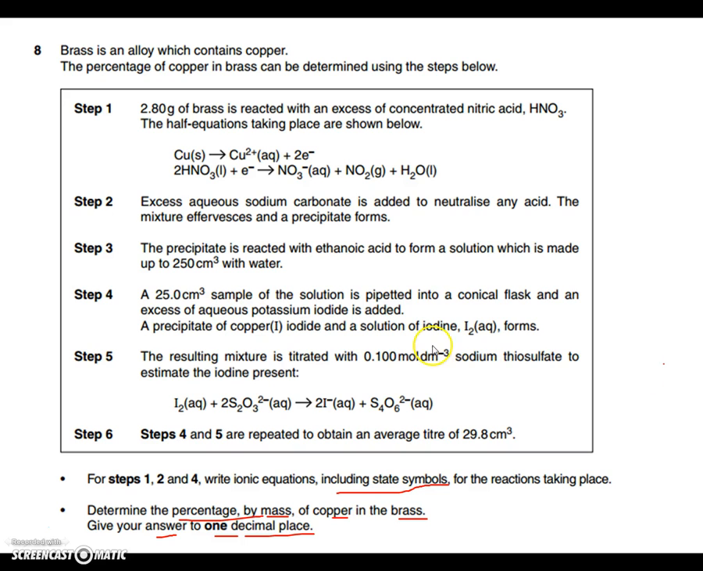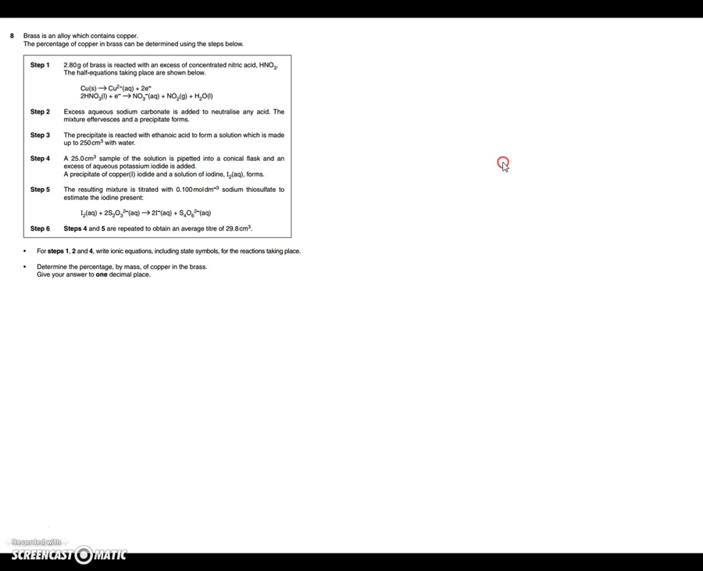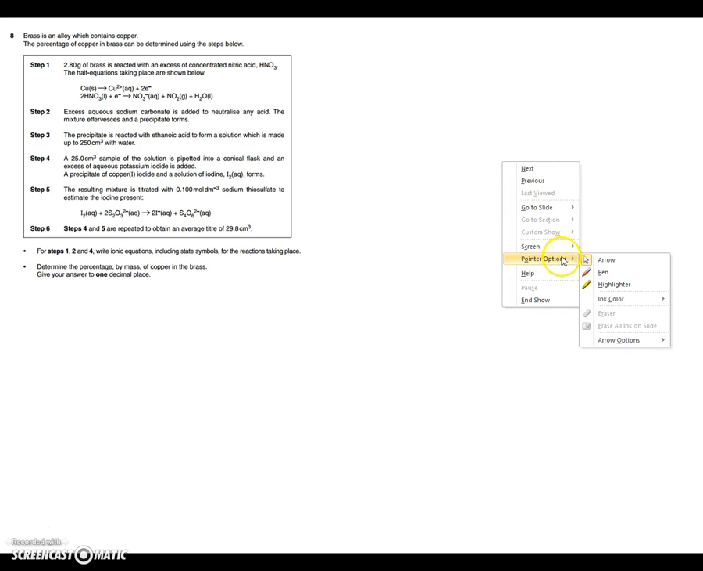So the first one, we've got two half equations. So obviously, if we're going to work out the ionic equation, we need to make sure these half equations are balanced. So you've got copper going to copper 2 plus and 2 electrons, and then here you've got the nitric acid just using 1 electron to make a nitrate ion, the nitrogen dioxide and the water. So these two need balancing and then adding together.